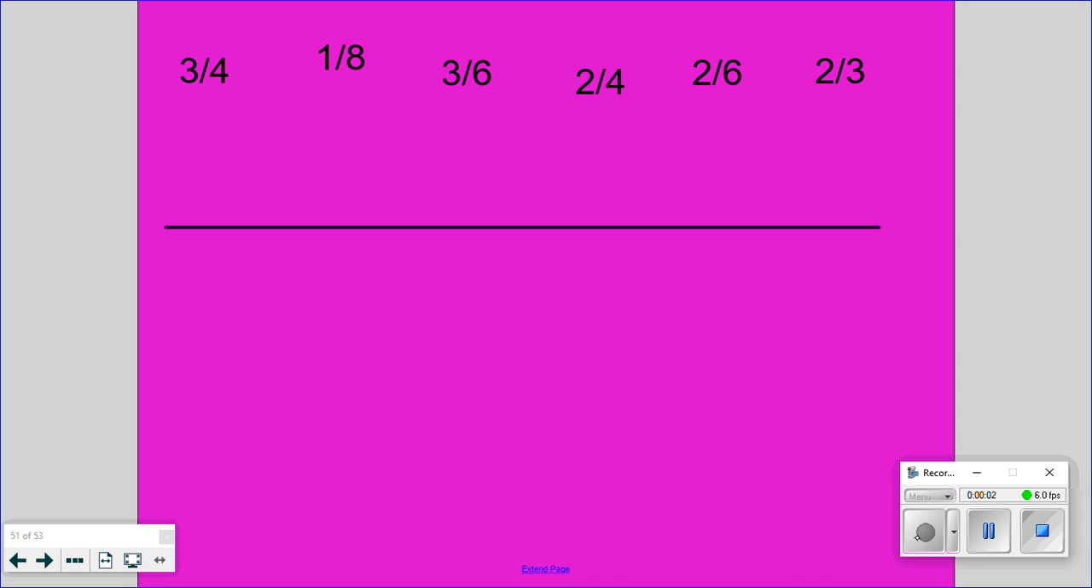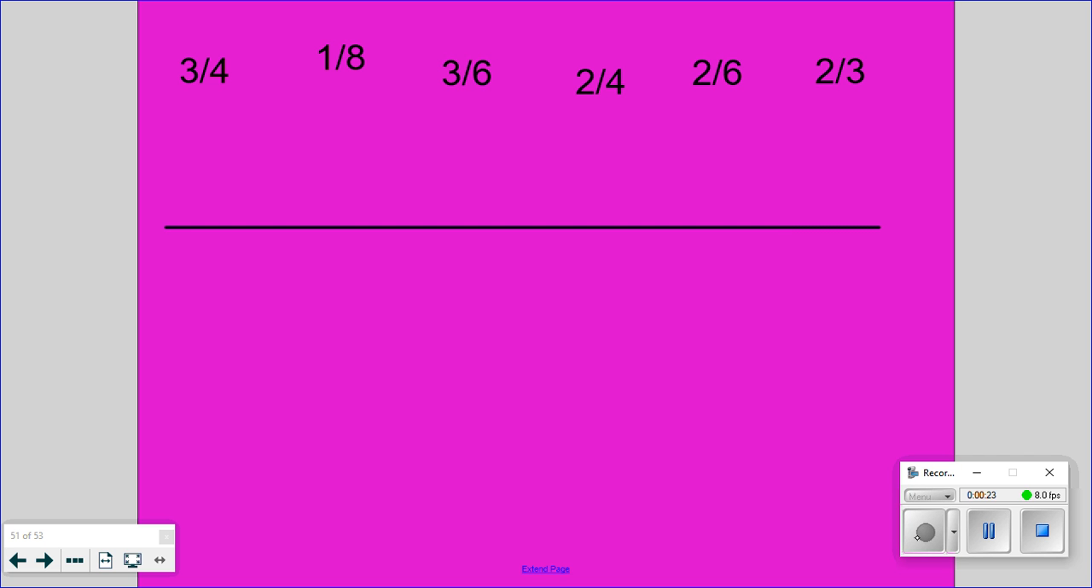The fractions that are going to be placed on this number line are 3/4, 1/8, 3/6, 2/4, 2/6, and 2/3. Today we're going to do it a little bit different. We're not going to put them in exact places. We're going to be kind of estimating.